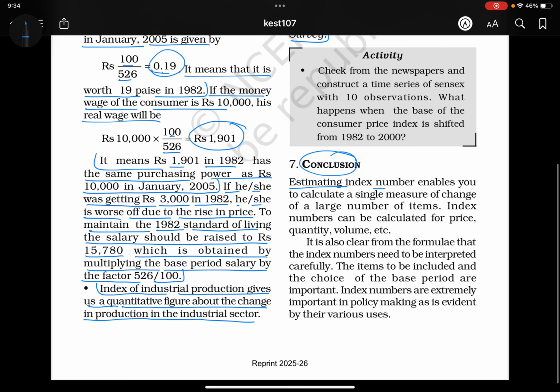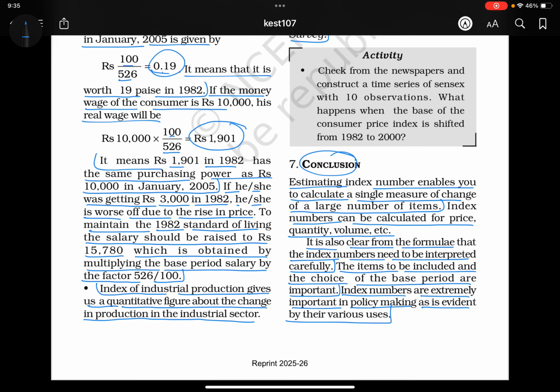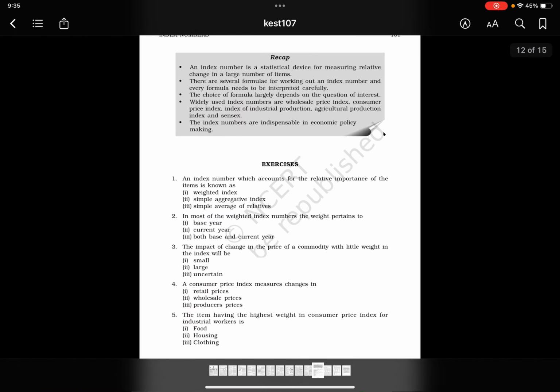Conclusion: estimating an index number enables you to calculate a single measure of change of a large number of items. Index numbers can be calculated for price, quantity, volume, etc. It is also clear from the formula that index numbers need to be interpreted carefully. The items to be included and the choice of the base period are important. Index numbers are extremely important in policymaking, as is evident by their various uses.